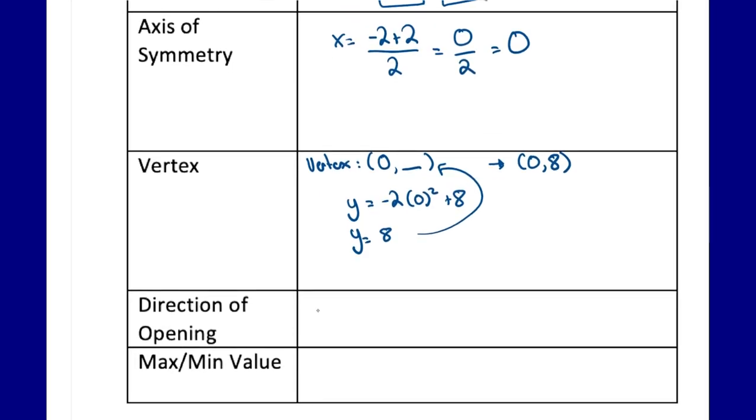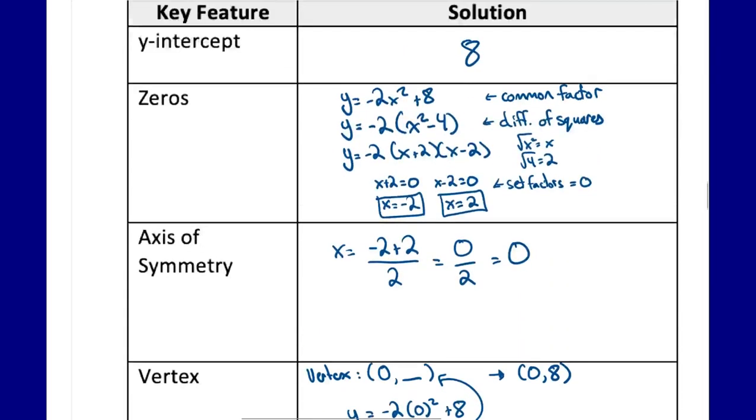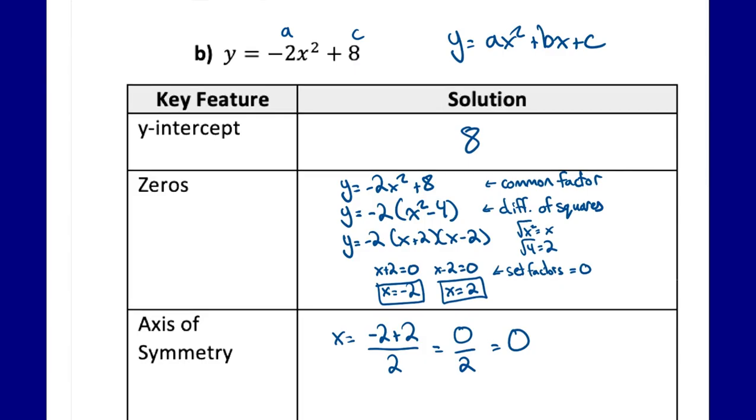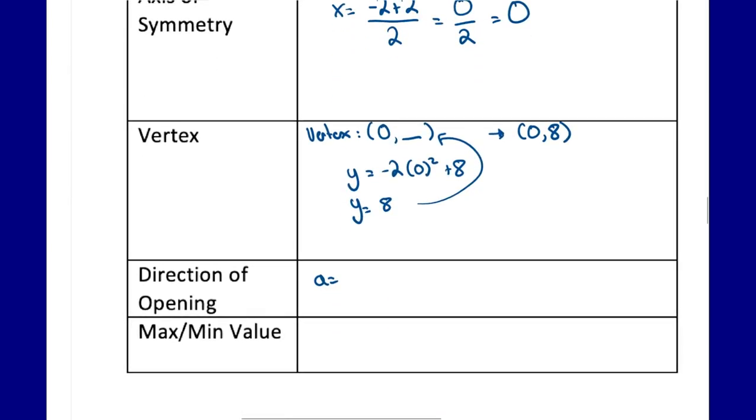Direction of opening: our a value, if I go back up and look at my standard form or my factored form, my a value is negative 2. It's negative, so it opens down. For my max or minimum value, because it opens down, we have a maximum value. The maximum is the y value of our vertex, so I have a maximum of 8.